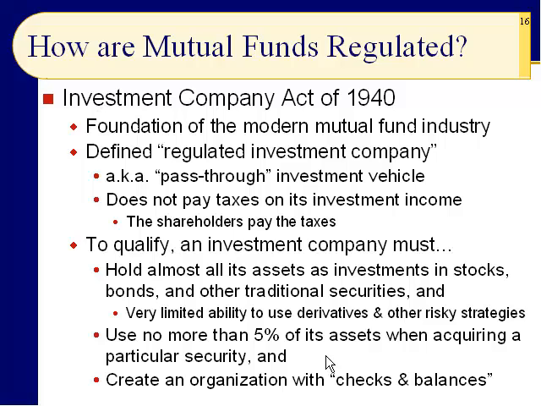Now, what does that mean? Well, if you have 100% and you divide that by 5%, that gives you 20. It means you must invest in at least 20 different securities. So if it's a stock fund, you must have at least 20 stocks. If it's a bond fund, you must have at least 20 bonds.